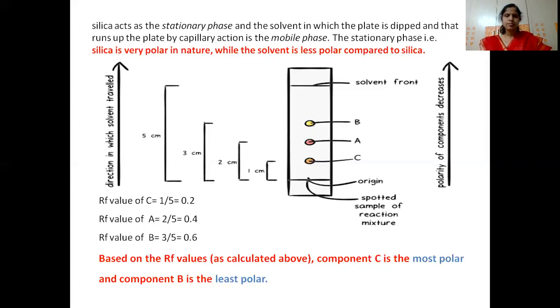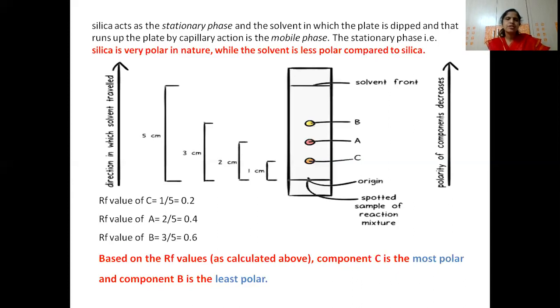Then mark this point, that this is the solvent front, with a pencil. Then just leave it for some time, it will get dried up. Then after that, you need to measure the distances, and then the RF values also. So based on these RF values, we have to check these RF values in the literature, and then you will get to know what is the component which is present in the given mixture.